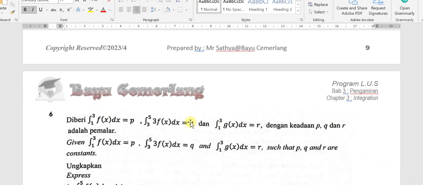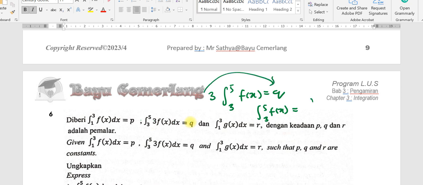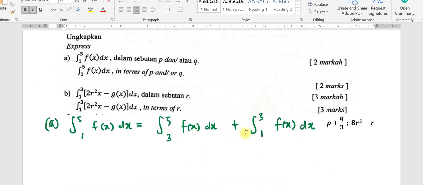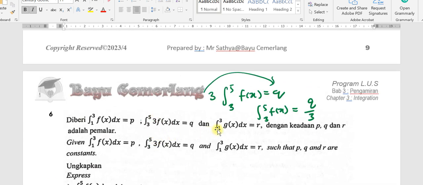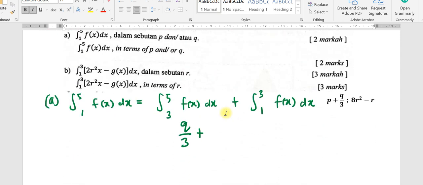Okay. Lepas tu kita tengok. 5, 3 fx ada tak? 5, 3 fx ada tapi 3 fx. Kita boleh take out the 3 first. 5, 3. The 3 you can take out. Fx is equal to Q. So, you nak dapatkan 53 fx saja, maksudnya apa dia? The 3 you bring here lah, Q over 3. Don't forget that. Okay. So, Q over 3 plus 3 to 1 fx. 3 to 1 fx is P. Can you see here? 3 to 1 fx dx is P. That is the first answer.